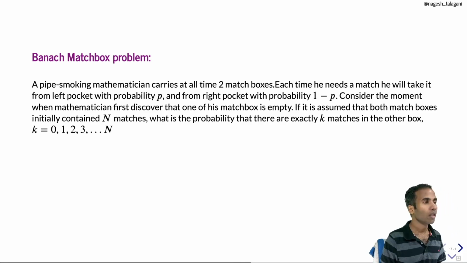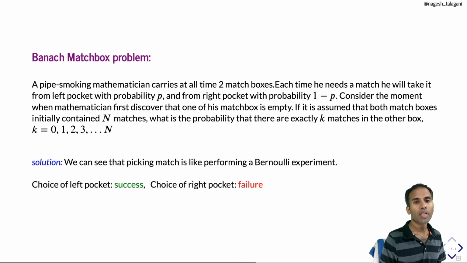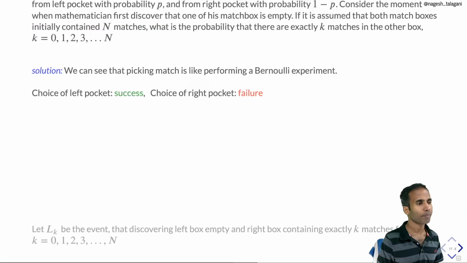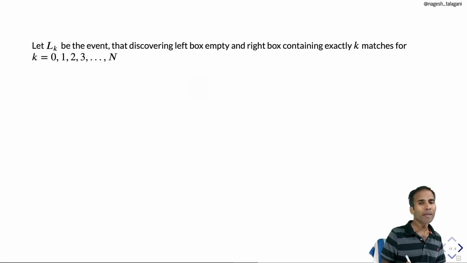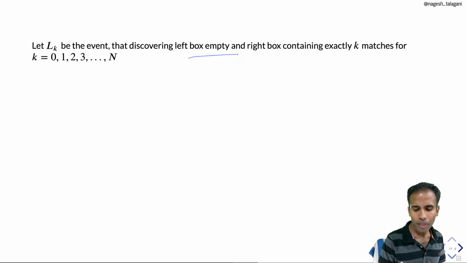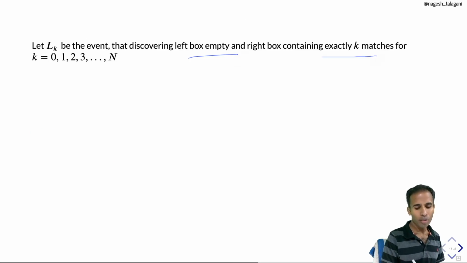Here, going for a match is like performing a Bernoulli experiment. The choice of the left pocket we may see as success, the choice of the right pocket we may see as failure. The probability of success is going to be here p. Let Lk be the event of discovering the left box empty and the right box containing exactly k matches, for k equal to 0, 1, 2, and so on, up to capital N.